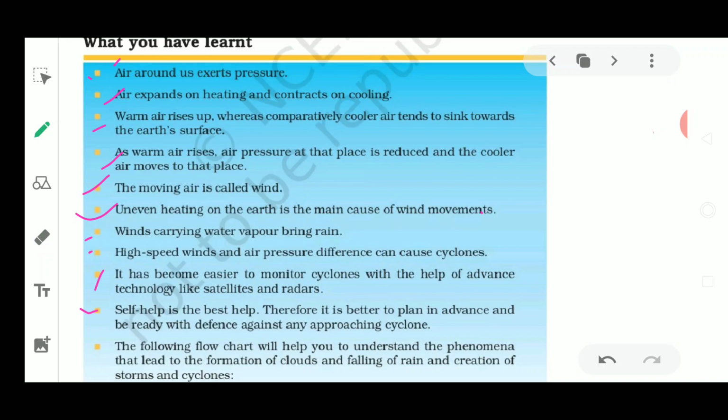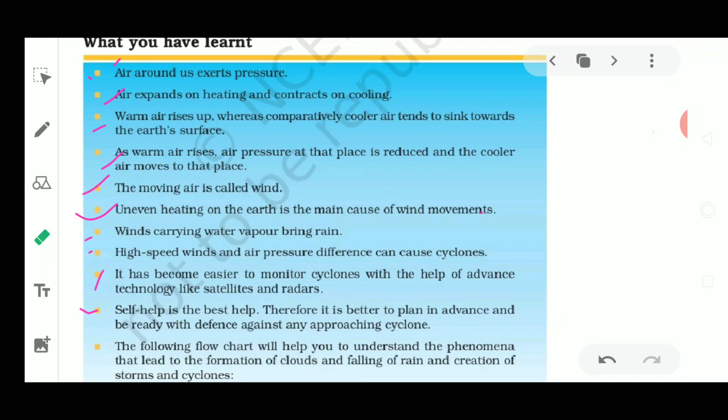If we are prepared enough, we can take with us the things which are very important. We should always plan things in advance, so that it is not difficult at the last moment when things are going to arise. Okay, so therefore it is better to plan in advance and be ready with the defense against any approaching cyclone. So it is very important to be ready with emergency kits, as well as food and clean drinking water, because of which we can defend against these kinds of approaching cyclones.